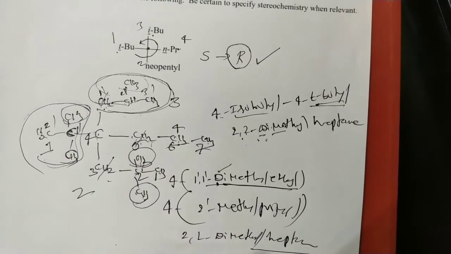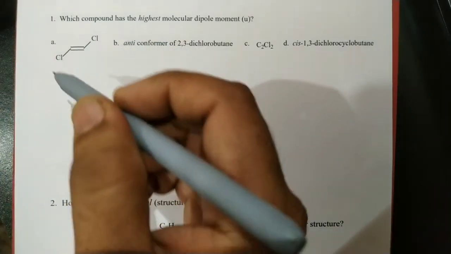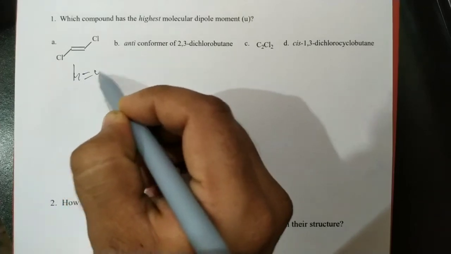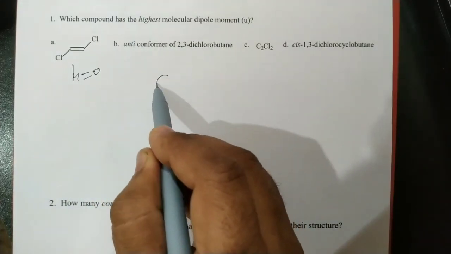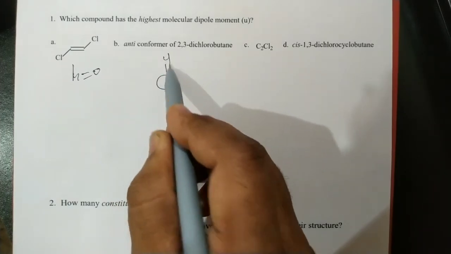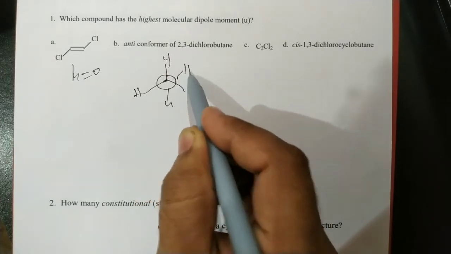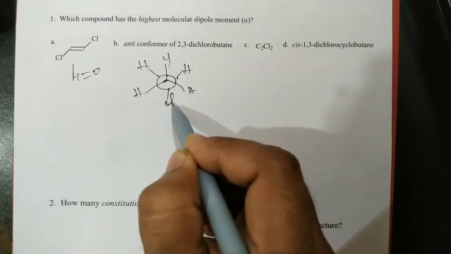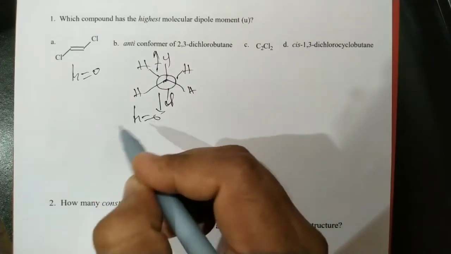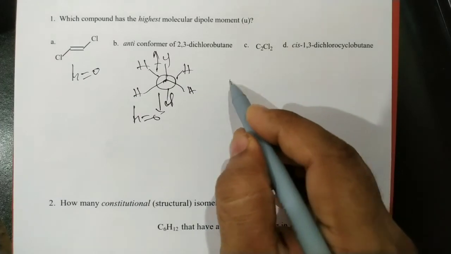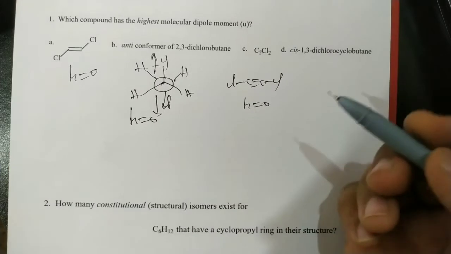Which compound has the highest molecular dipole moment? This trans compound's molecular dipole moment is 0. Next, the anti-conformation of 2,3-dichlorobutane. Its dipole moment is also 0, because in the anti-conformation, hydrogen is opposite hydrogen, so the bond moments cancel each other exactly. Next, take C2Cl2, which means Cl, C triple bond C, Cl. Its dipole moment is also 0.